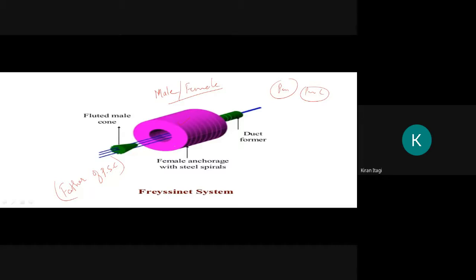This is the female part, the pink color, whatever you see, female anchorage with the steel spirals. Okay, and this is the male part, fluted male cone. Clear picture means here you can see the cables will be passed here. Okay, so it acts as a wedge, and this is your duct.